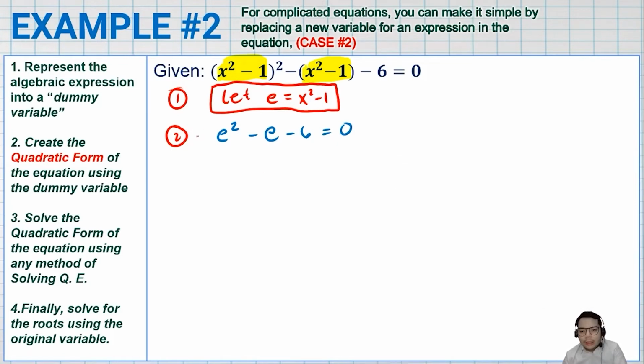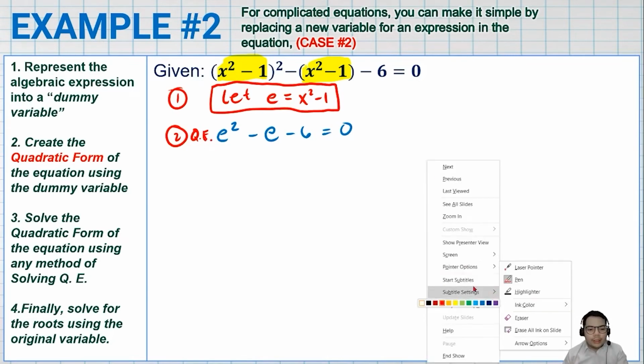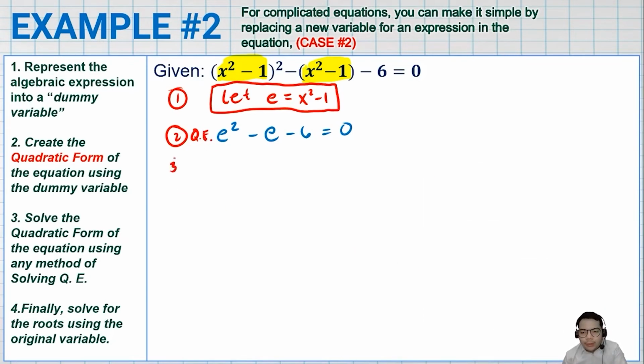Tandaan na, dyan sa step 2, lalabas si quadratic form, hindi quadratic equation. Yan. So, next, step 3. It says, solve for the quadratic form using any method of solving quadratic equation.